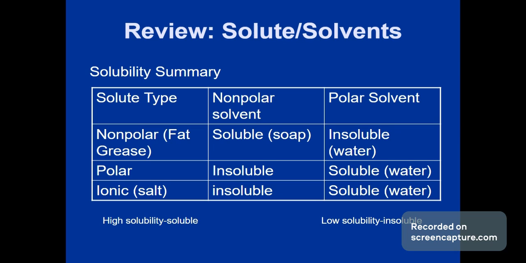And we look at polar types. It is insoluble in a nonpolar solvent, but it is very much soluble in a polar solvent. And if you look at ionic types, which is a salt, it's insoluble in a nonpolar solvent, but it's soluble in a water-like solvent. So therefore, we go in with solubilities based on the types of compounds in itself.